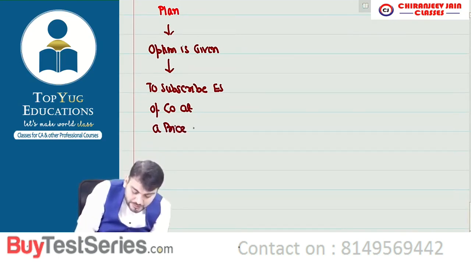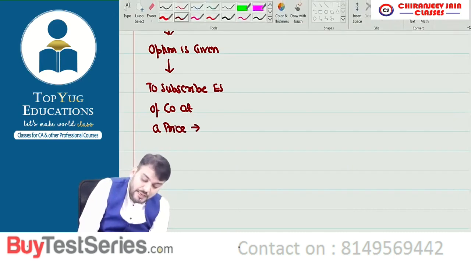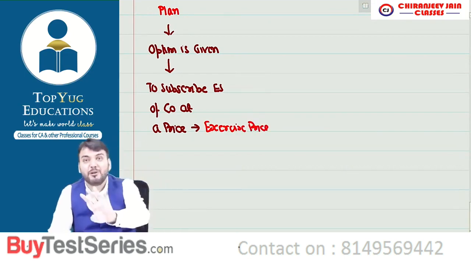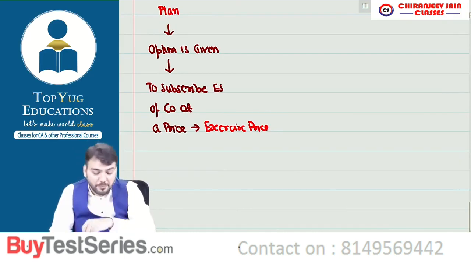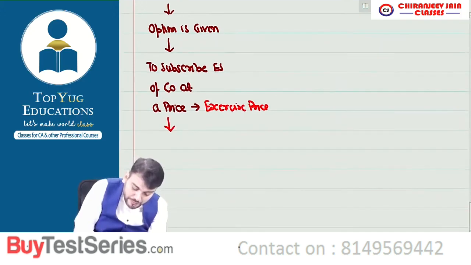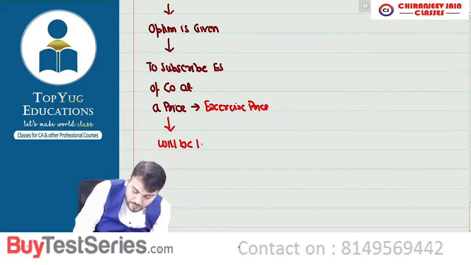Correct now, at a price. This price is known as exercise price. करेक्ट ना, इसे क्या बोलते हैं, एक्सरसाइज प्राइस. तो at a price, and that price will be lower than the market price. So this exercise price will be lower than what? Market price.